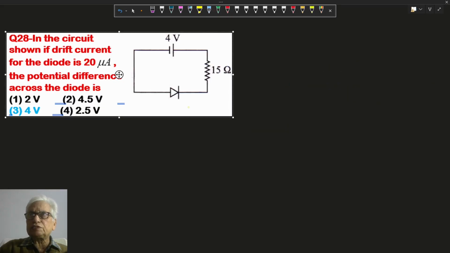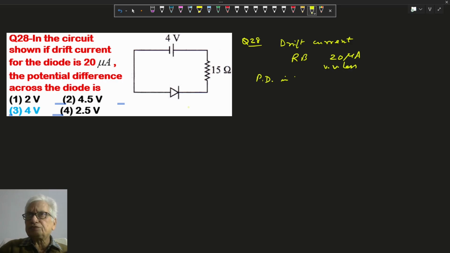Here in this question 28, the drift current in reverse biasing is 20 microampere, which is very small. The potential drop across the 15 ohm resistance is also very small. It means all the 4 volt of the battery comes across this diode. The approximate voltage across this diode is roughly 4 volt because the voltage drop in this resistance is negligible. So option 3 is correct.